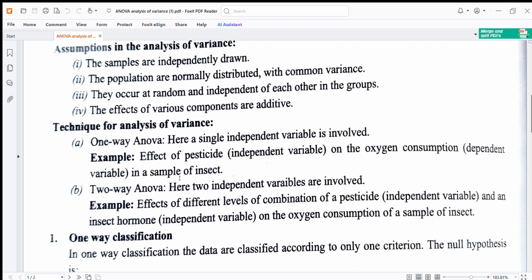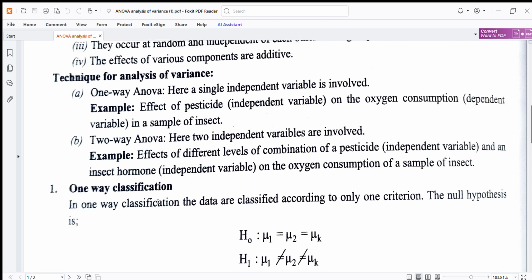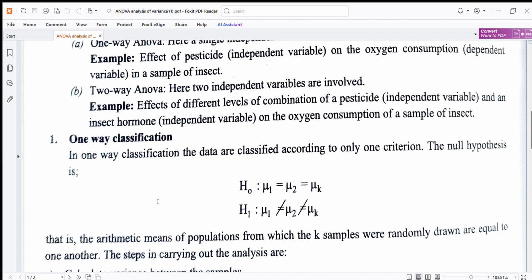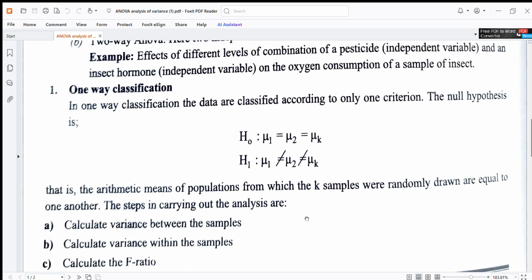One-way classification. In one-way classification, data are classified according to only one criterion. The null hypothesis is H0: mu1 equals mu2 equals mu k. H1: mu1 is not equal to mu2 is not equal to mu k. That is, the arithmetic means of the populations from which k samples are randomly drawn are equal to one another.